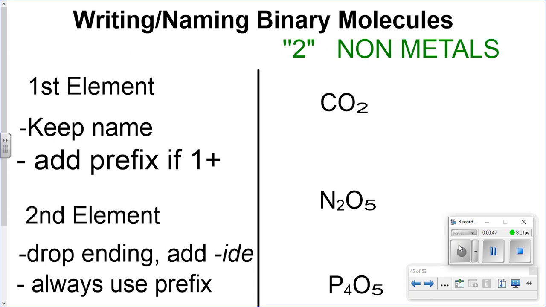So this is binary molecules. Binary means two, and molecules means there will be nothing but nonmetals. Molecules, nonmetals, molecules, nonmetals. And if it's a binary molecule, it's two nonmetals. So here are the rules.